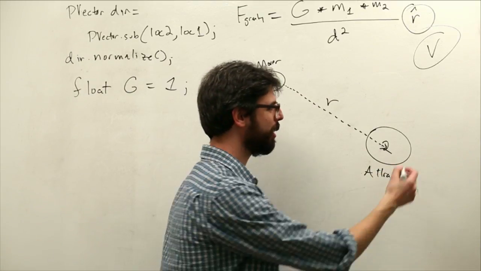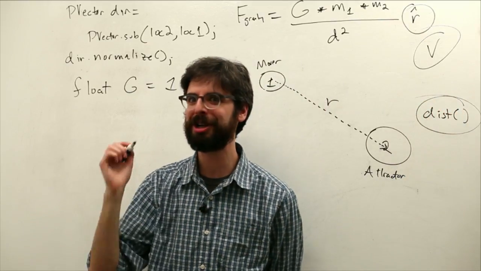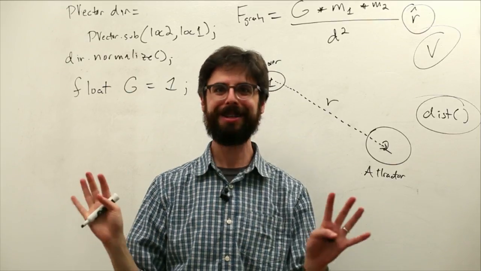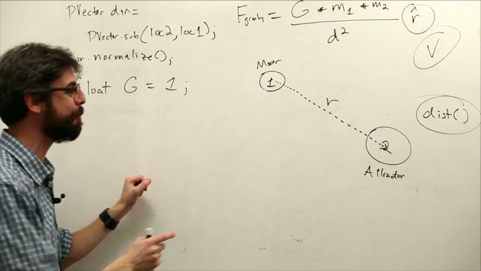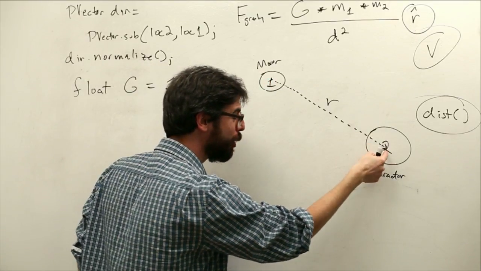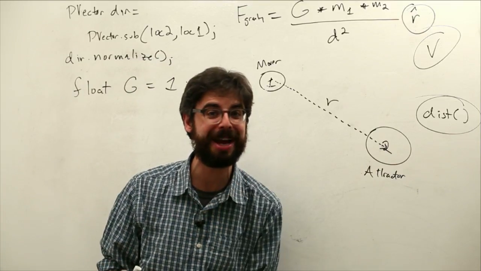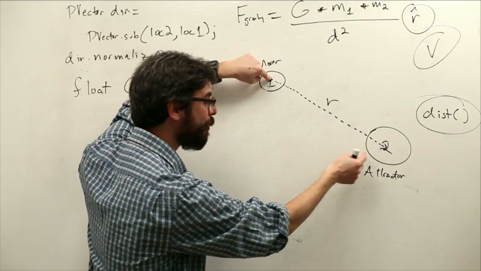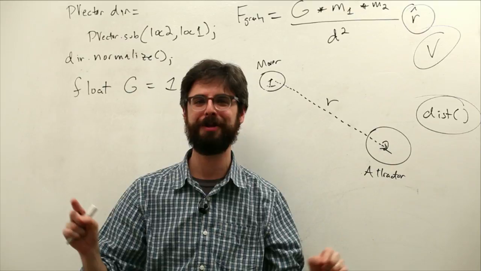Well, Processing has a distance function that we could use. Processing also has a distance function to give us the distance between vectors. But if you remember, what did we do right here? We said, give me a vector that points all the way from object 1 to object 2. Then we normalized it. What we could do is say, hey, right before we normalize that vector, what is its magnitude? The magnitude of a vector that points all the way from 1 to 2, the magnitude of that vector, that's the distance between those two objects.